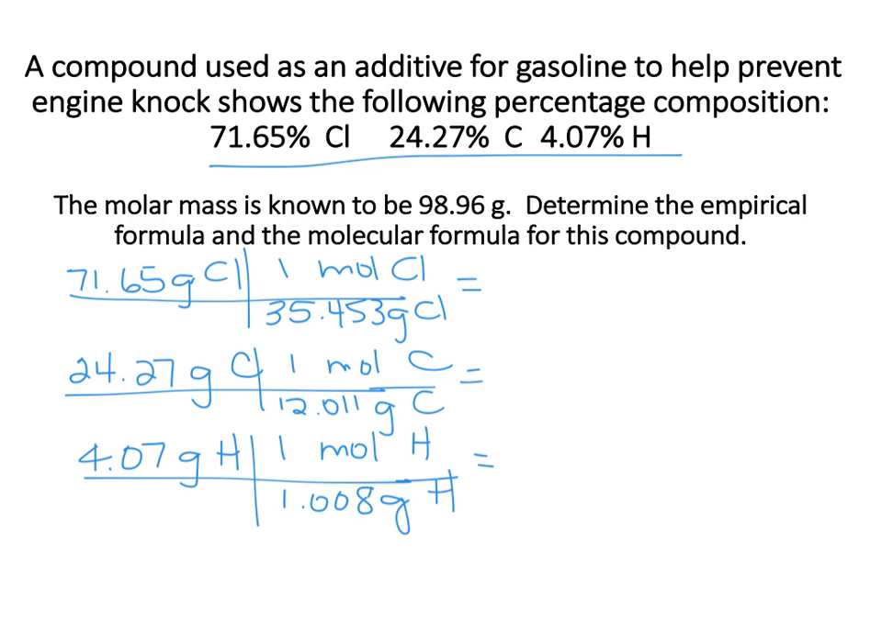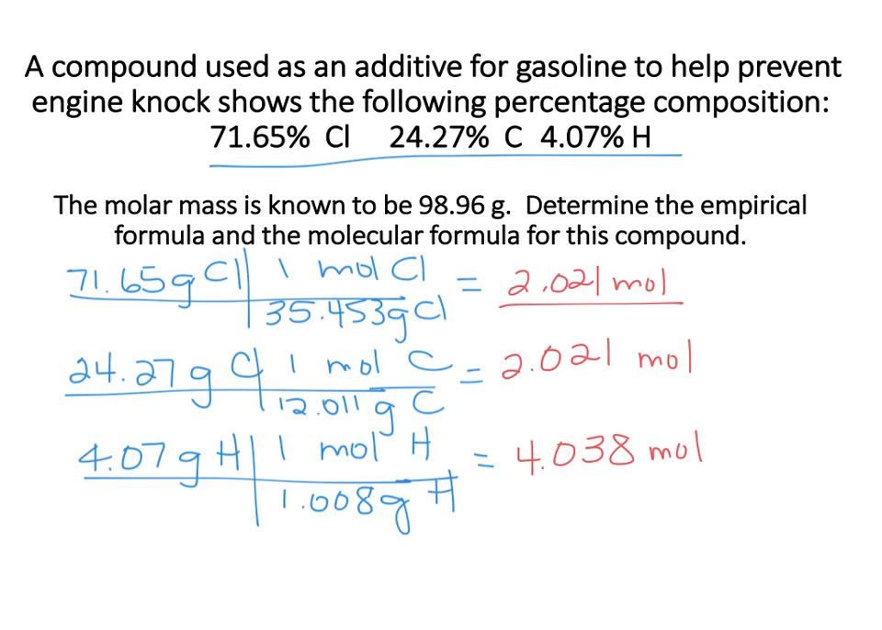So the answers I get in my handy dandy calculator are 2.021 because I love sig figs, and 2.021, isn't that weird, and 4.038. Now, at this point, your brain is probably thinking, oh, there's our ratio, 2, 2, 4. But don't forget, divide by the lowest number of moles. Got to divide. It'll ruin you.